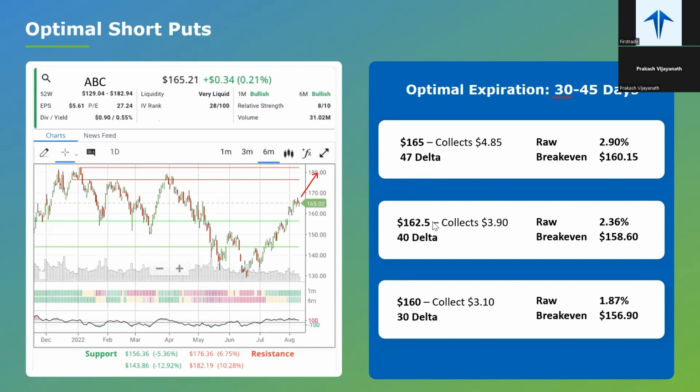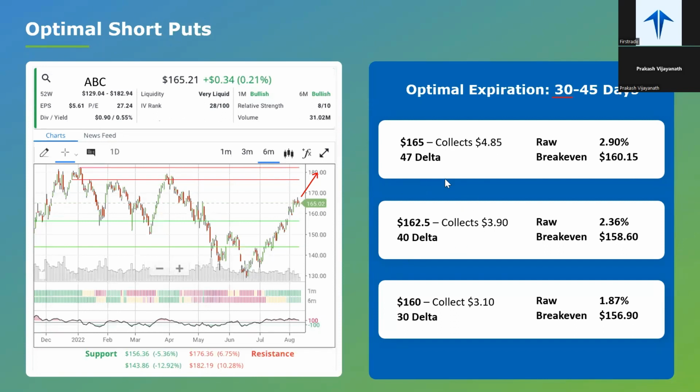And for that reason, the 47 delta is the most optimal, but I would say anywhere between the 40 and the 47 delta. So a general rule of thumb, when it comes to the most optimal cash secured puts, the optimal delta or delta range is between 40 and 50, because this prioritizes capital appreciation. It prioritizes acquisition, which in turn prioritizes capital appreciation. And you're not reliant on the underlying stock to decline too much before getting assigned.